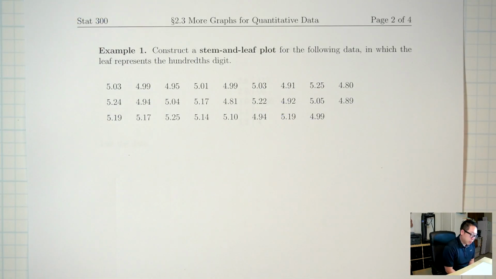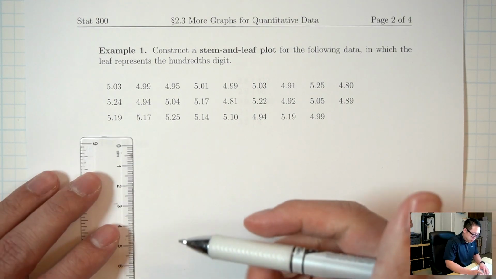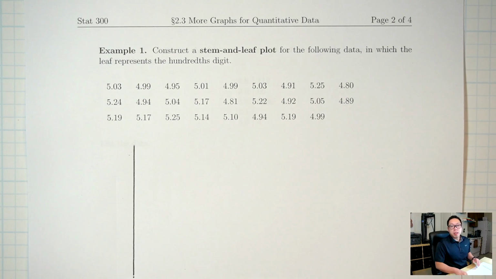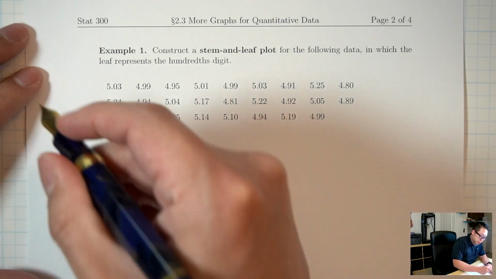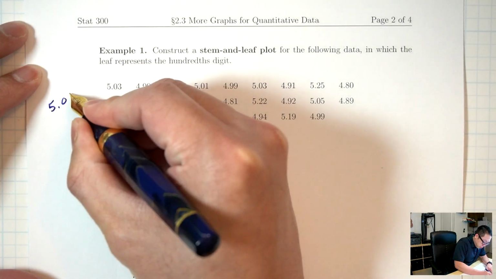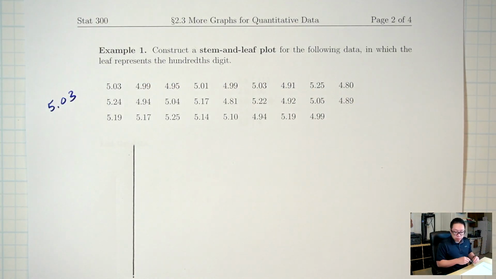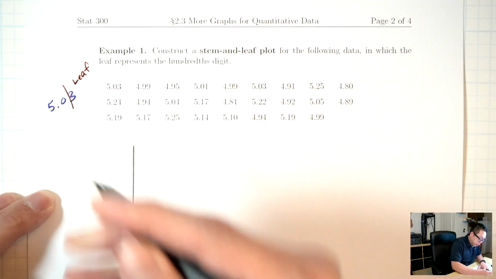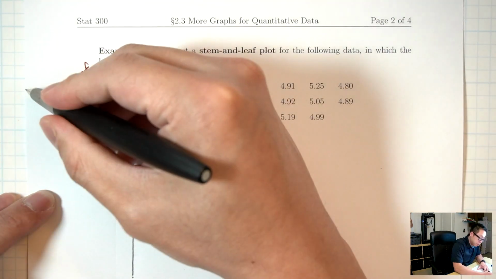Example 1. Construct a stem and leaf plot for the following data, in which the leaf represents the 100th digit. All right, so let's take a look at a typical piece of data, say this 5.03. Now we're going to cut off the very last digit and call that our leaf. And then everything before it is called a stem.